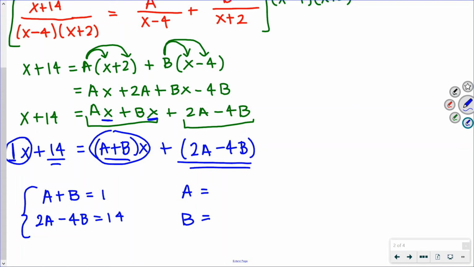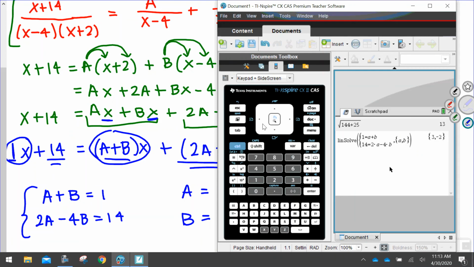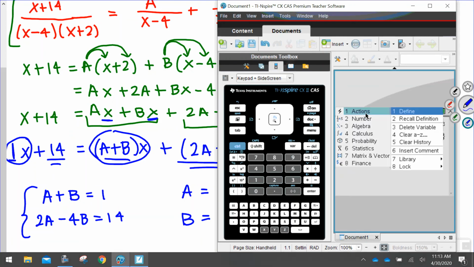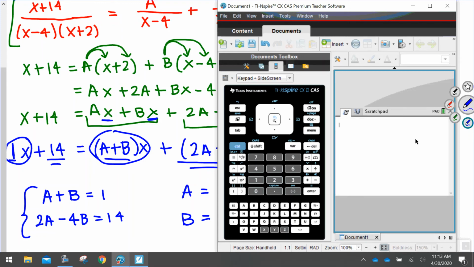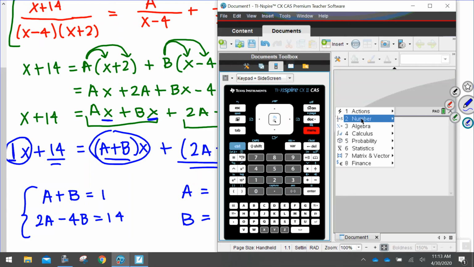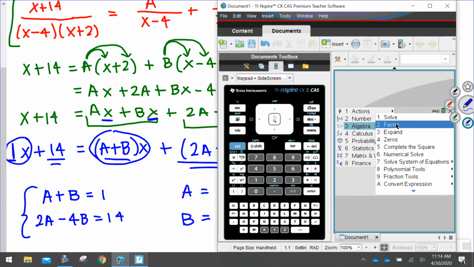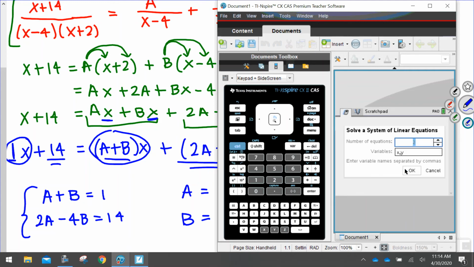So we're going to use our calculator to solve this because we're not in algebra anymore. I trust that you can solve a system. If you want to solve this system by hand, you may, and you can see here I already worked it out earlier. Let's clear this out so we can start fresh. What we want to do is solve this system. So we're going to press menu, algebra, and then solve system. These are linear equations. We have two equations, and the variables we're going to use are A and B.